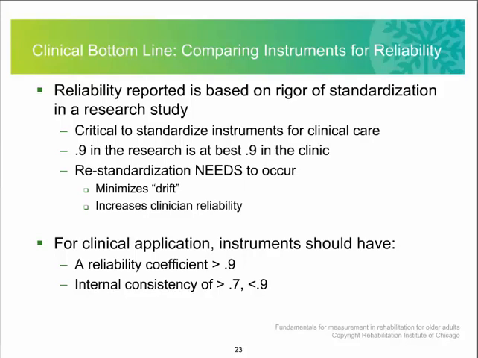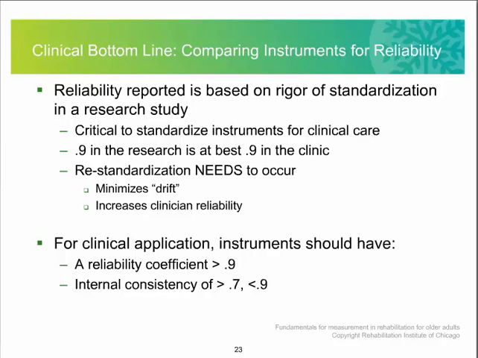Therefore, a reliability coefficient of 0.9 in the research is really the best it is likely to be in the clinic. In order to maximize reliability in the clinic, it is critical that a team of clinicians review practice and standardize instruments routinely with each other. Once an instrument is standardized within a group of people, it is still necessary to re-standardize regularly, as people tend to drift from standard administration of one instrument over time.